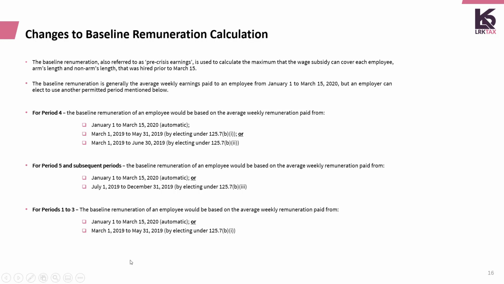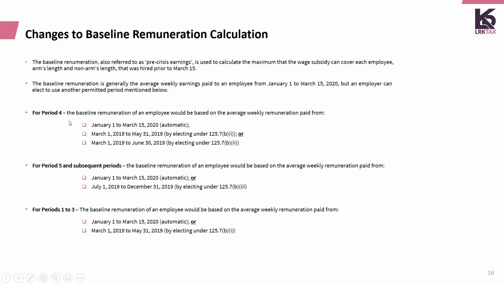But suppose you paid yourself from March 1st, 2019 to May 31st, 2019, you can now compute your baseline remuneration for this period, which is, again, a lot better because for owner managers and other applications, you need baseline remuneration to compute the CEWS subsidy.